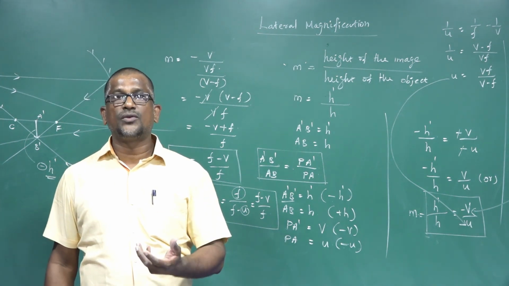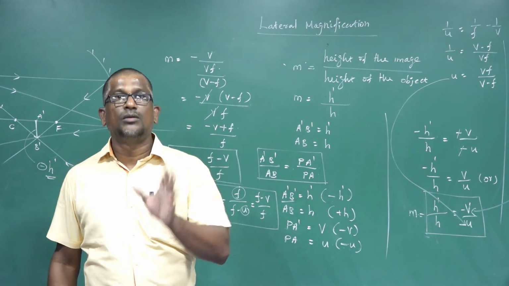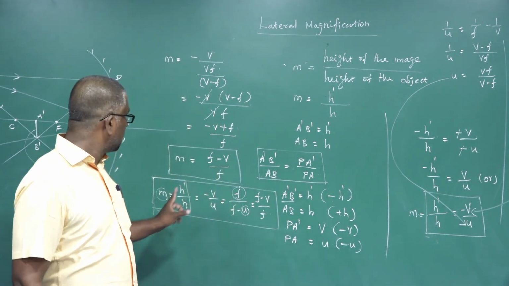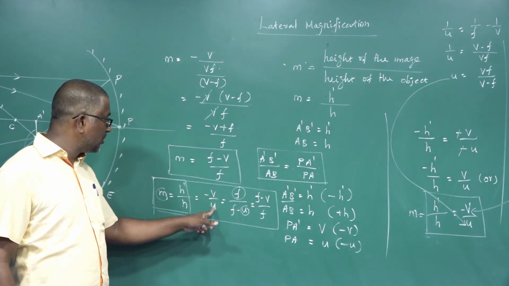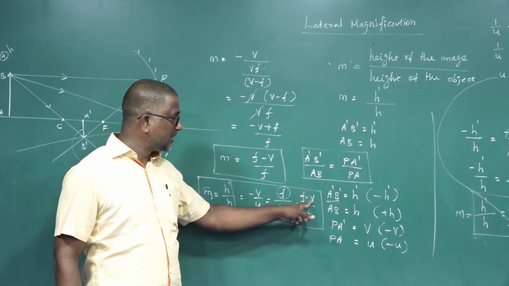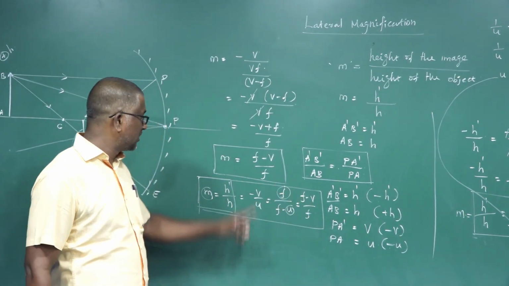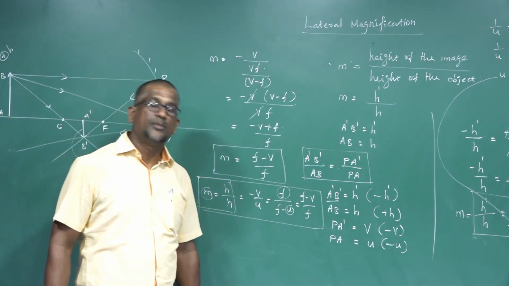The magnification of a spherical mirror can be calculated by using some relations. They are m is equal to h prime divided by h, m is equal to minus v divided by u, m is equal to f divided by f minus u, and m is equal to f minus v divided by f. Right? So these are the expressions for lateral magnification or transverse magnification.